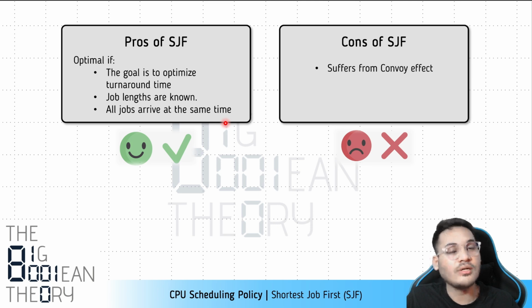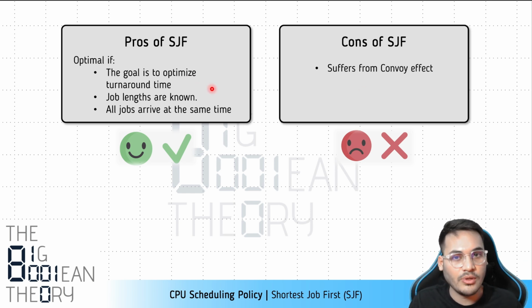Only when all jobs arrive at the same time is this global sorting or scheduling possible. If longer jobs already arrive and shorter jobs arrive later, then it still suffers from convoy effect, as we saw in example number 2. Both FCFS and SJF suffer from convoy effect. Only when all jobs arrive at the same time is shortest job first actually an optimal policy. We will look at the proof also in one of the later videos. So this was about the advantages and disadvantages of shortest job first.